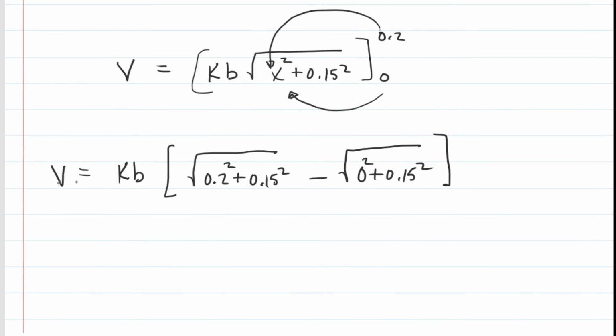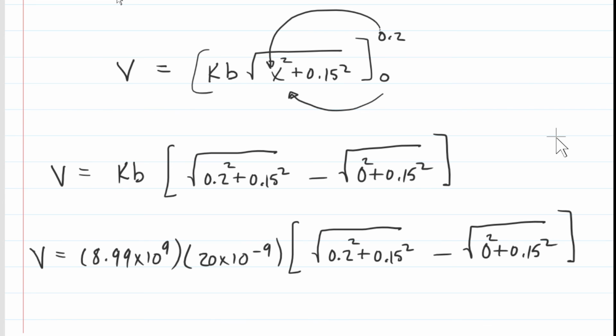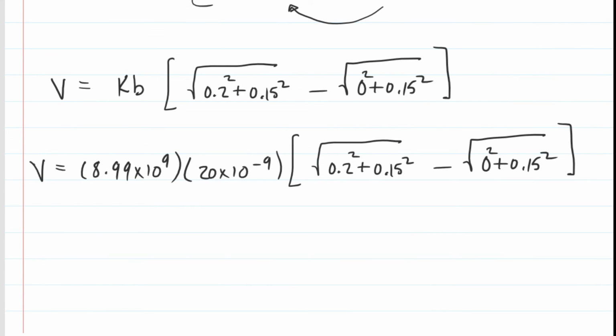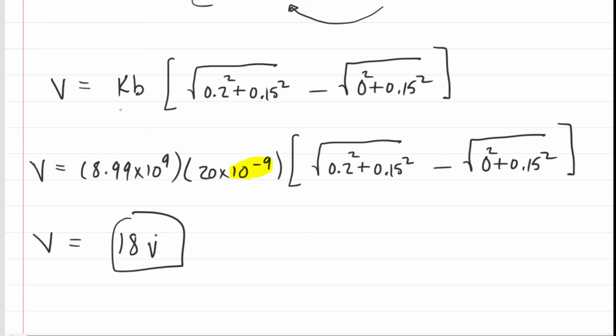And then we'll plug in the values of k and b. Again, we converted b into coulombs by multiplying the nano by 10 to the -9. We end up plugging this in and getting approximately 18 volts. That is the electric potential at the location 0.15 meters on the y-axis.